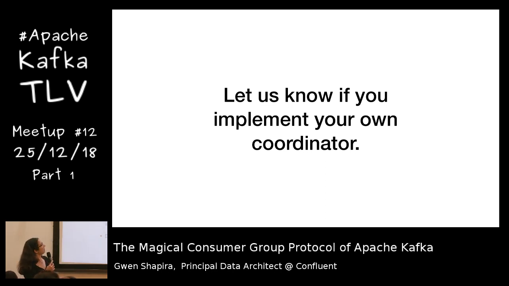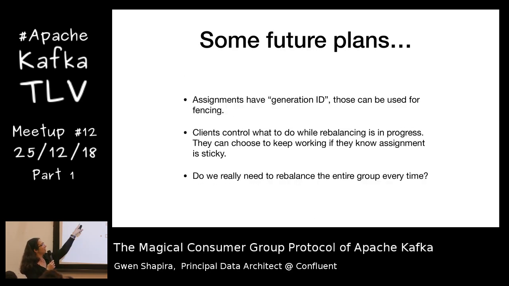Next. And then a bit of our future plans. As I mentioned, we have a generation ID that could be used for fencing, basically protecting consumer groups from someone who joined late and is mismatched with the rest. We don't actually use it yet, but we should. Then the clients can control what they do while rebalancing progress. Right now they do nothing, but they can be a lot smarter about it. And then the fact that we rebalance everything every single time, even if only one thing changed, we can do something way more minimal, and we can really improve things. And this one is already in progress. Those two are really up for grabs if someone is interested.